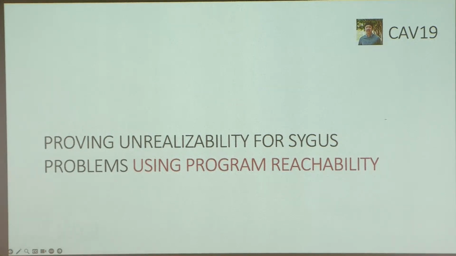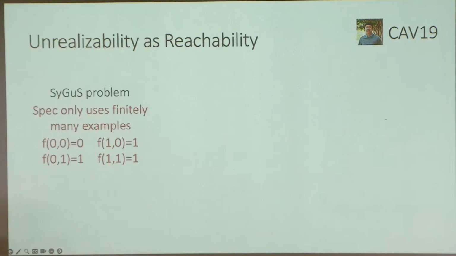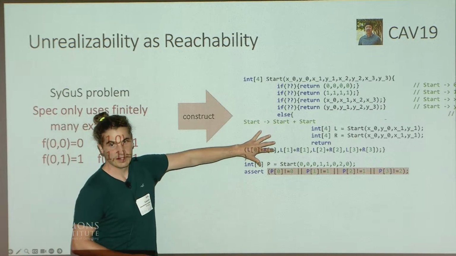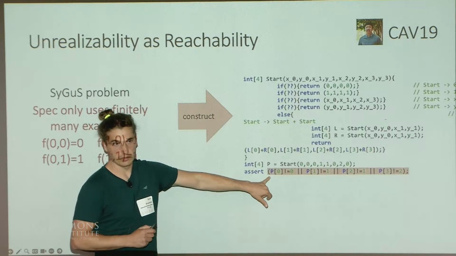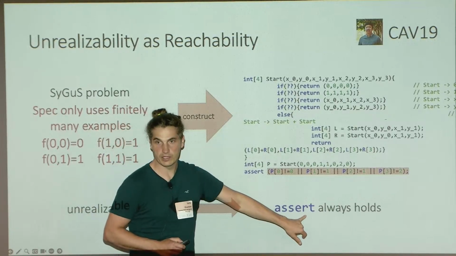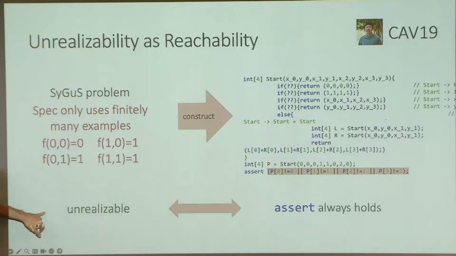Let's verify lots of programs. So this was the first thing we did. And this is the most important lesson in research: first, try the easiest thing. So we tried the easiest thing, which was, in this case, let's say we have a SyGuS problem where the specification only uses finitely many examples. So these are 4 examples that encode max. So the max of 0 and 1 is 1, the max of 0 and 0 is 0. And what we did is that we built a C program with an assertion, and I'm going to show you how to build that program, such that the assert always holds if and only if the problem is unrealizable.